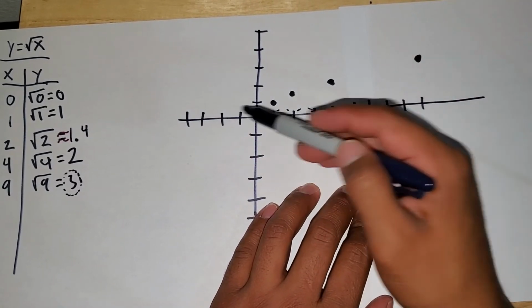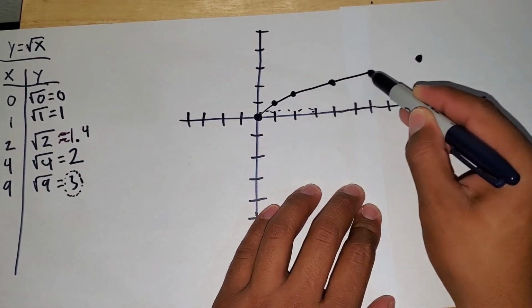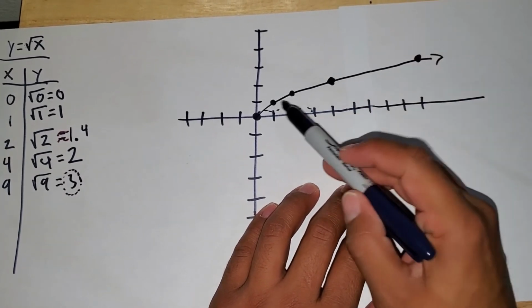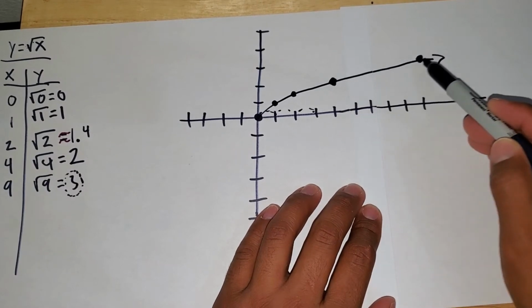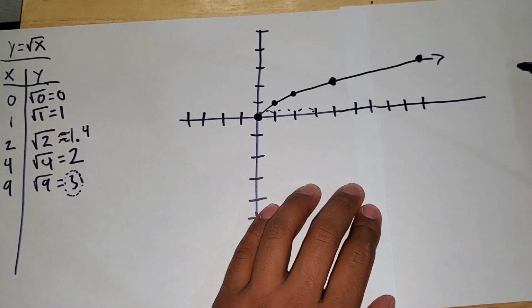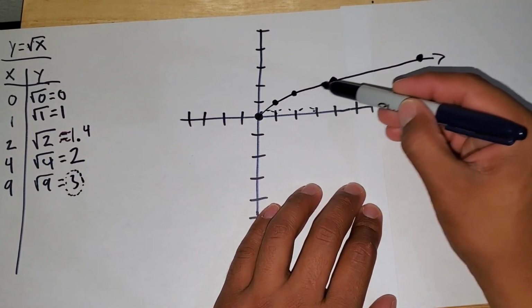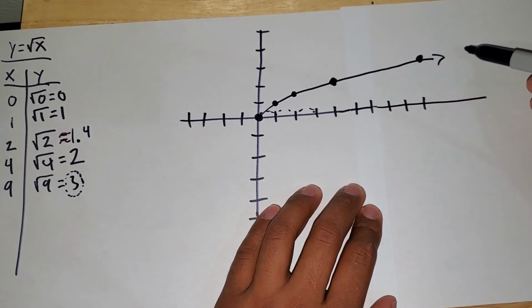Again, there's nothing else that can go here. 0 is the smallest. And then this is the graph of a square root. It's starting from the origin and then it's slightly increasing slowly forever. It doesn't go straight horizontal or vertical. It doesn't just shoot up like an exponential. It continues on this curve and it gradually goes up.